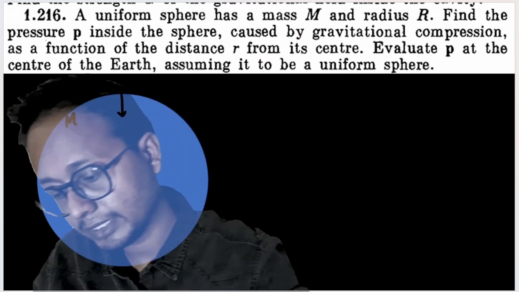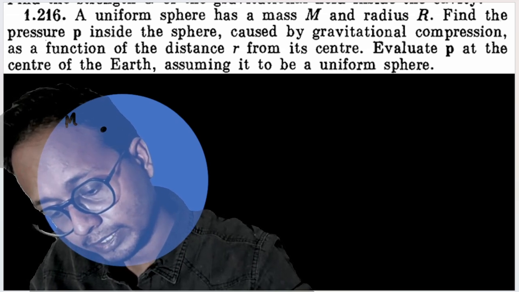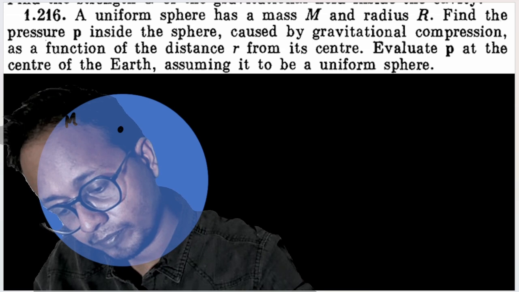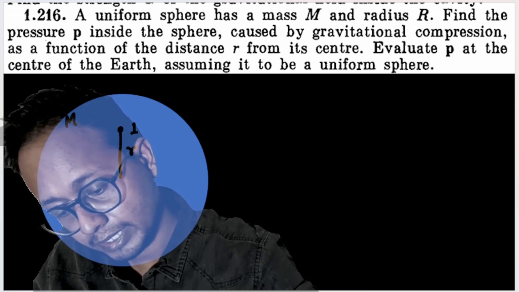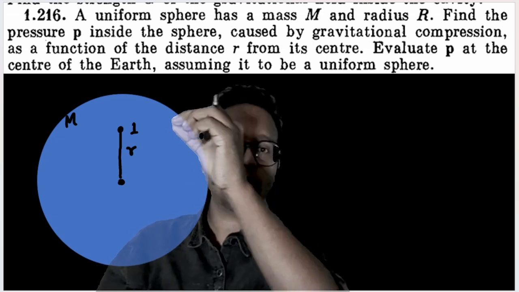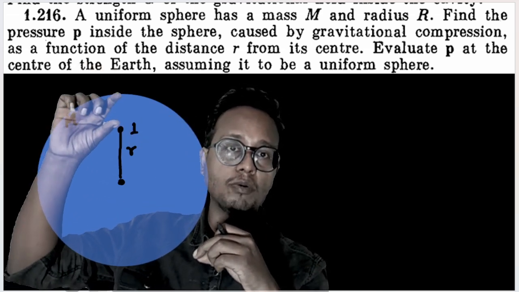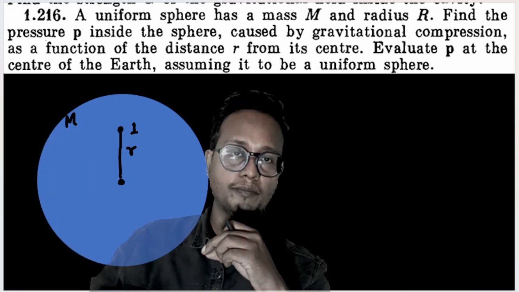So this question is asking, find out the pressure at point 1. This is point 1 at distance r from the center, small r from the center. We have to find out the pressure in Neptune at distance r, at point 1. Because as you go down and down, all the water that is above you is pushing down on you, and you have to find out the pressure at point 1.